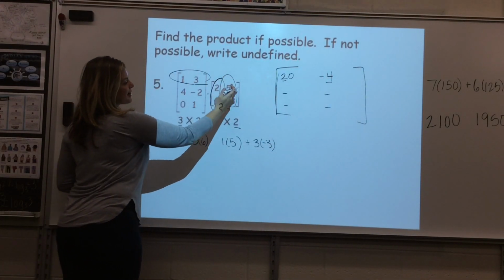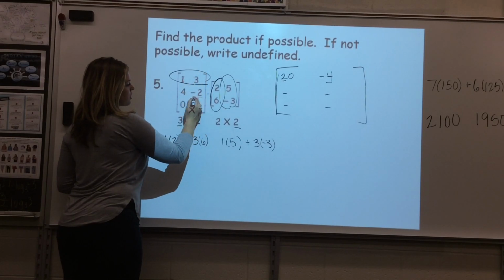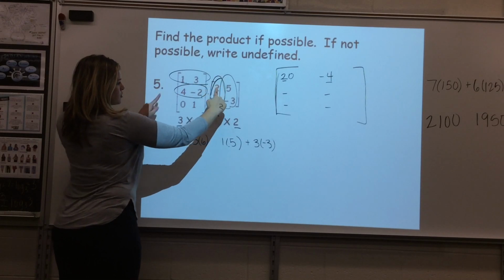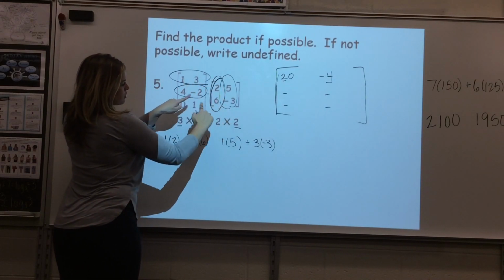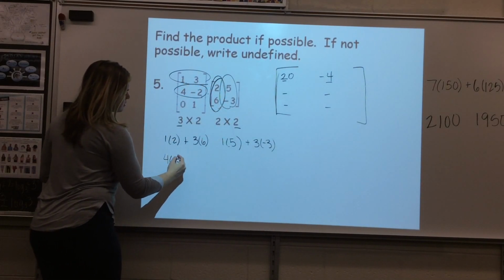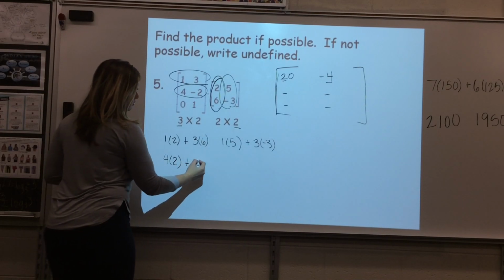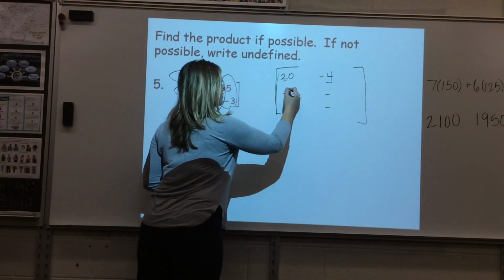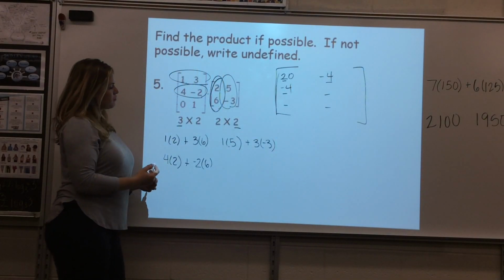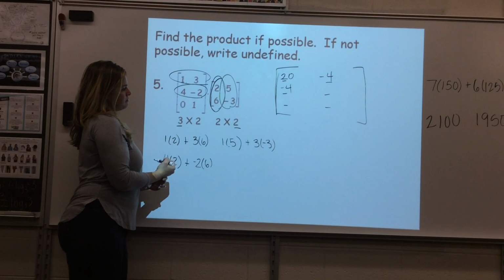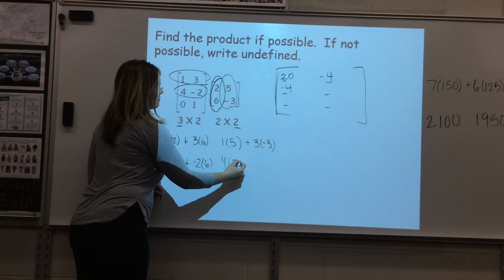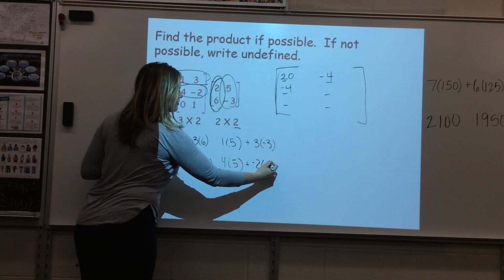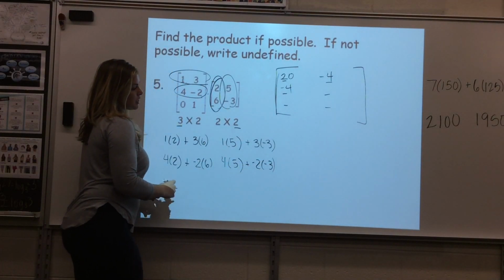When I've exhausted all my columns, my row goes down to the next row. I'm going to go row to column again. 4 times 2, negative 2, and 6. New row, new row. So 8 and negative 12 is negative 4. Row to column again. 4 times 5, negative 2, negative 3, gives you 6, and 20 is 26.